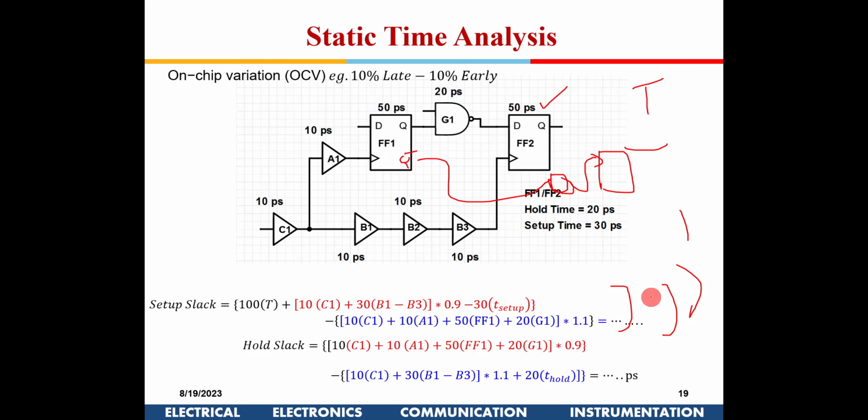Yeah, tell me. For C1, sir, we have to consider this common path pessimism also, right? I'll talk about it. I have not yet introduced common path pessimism. Okay, I'll talk about that.